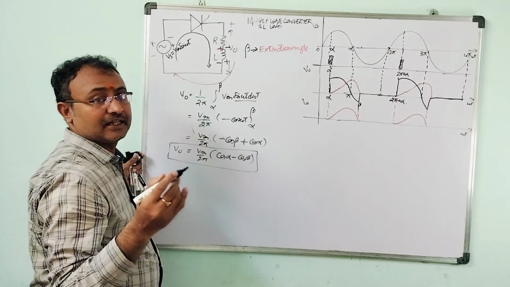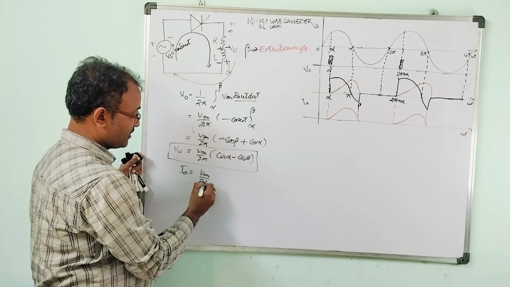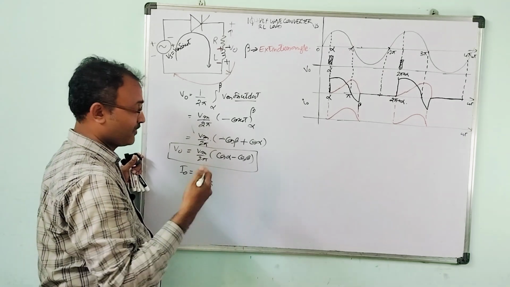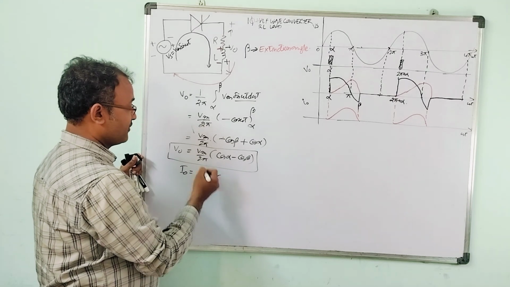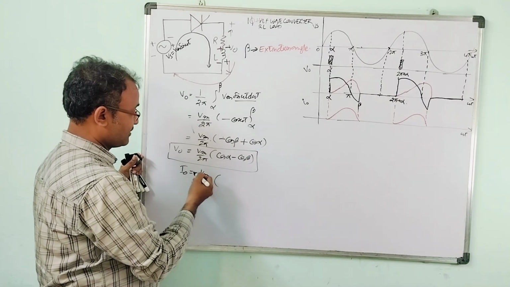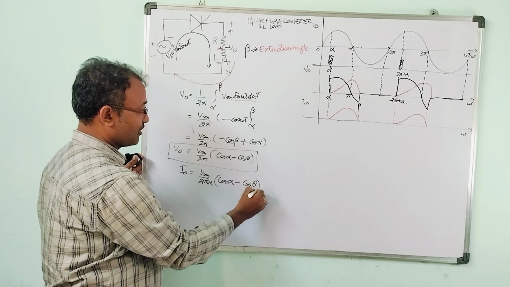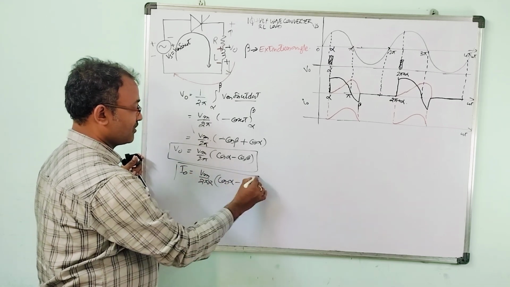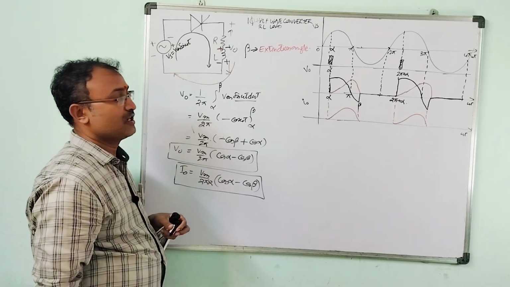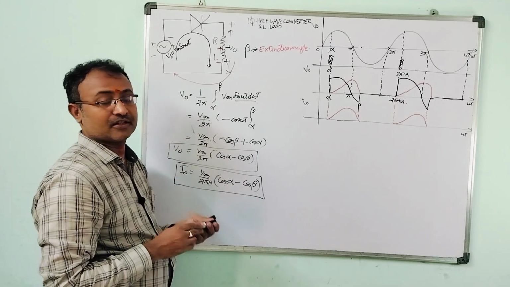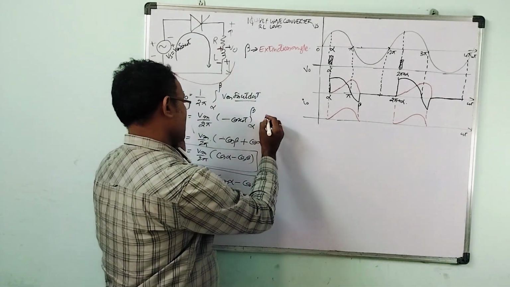If you want the average output current, I0 equals Vm divided by 2 pi R, applying Ohm's law, I equals V by R. We have the average output voltage expression, so dividing that by the resistance, we get the average output current expression, which is given by Vm by 2 pi R times cos alpha minus cos beta, just similar to the case of resistive load. So let us try for the RMS value of the output voltage.